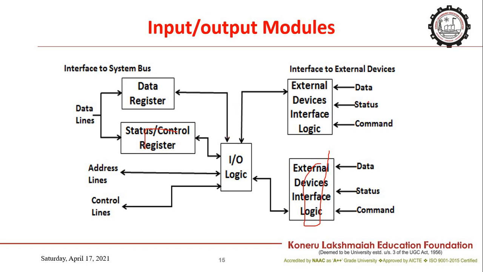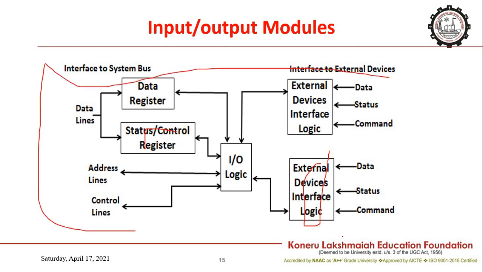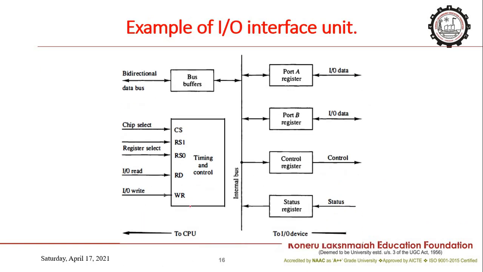So data register is this. It will collect the data from the external devices and send it to our data register, and it will be sent in the form of data lines. With the help of this IO logic, the whole data gets transferred from one device to another device. The example is port A register, timing and control register, status register, port B register. So from IO device to CPU, it is copying the data to the CPU.